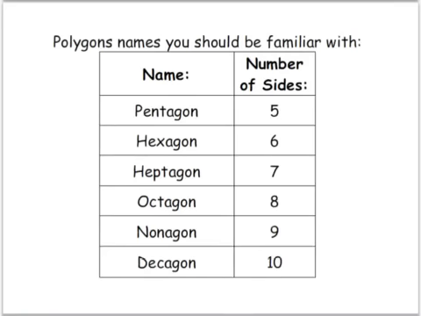This is a list of polygons that you should be familiar with. If you are ever given the names of these on a quiz or a test, I will not be able to tell you how many sides each of these shapes has. A pentagon has 5 sides, a hexagon 6, heptagon 7, octagon 8, nonagon 9, and decagon 10. You should know most of these.